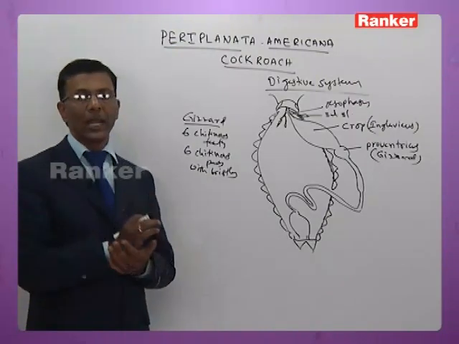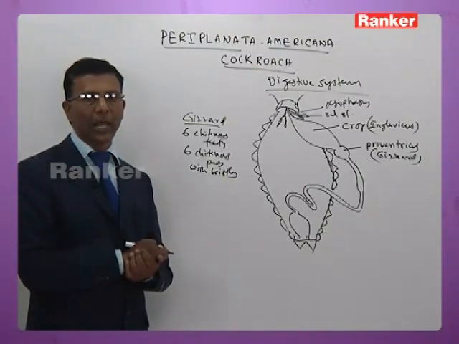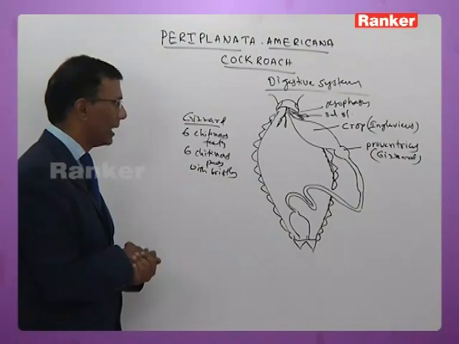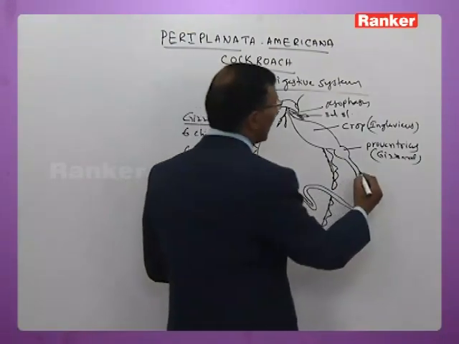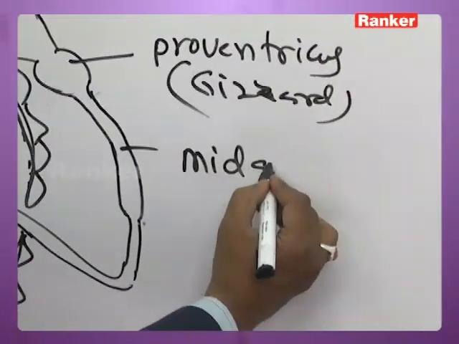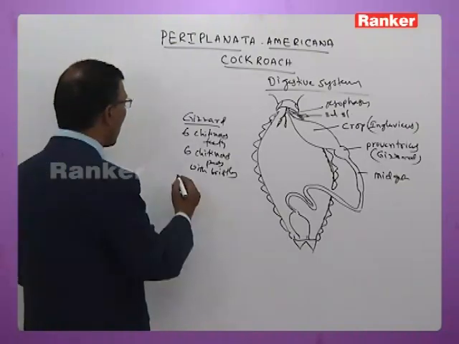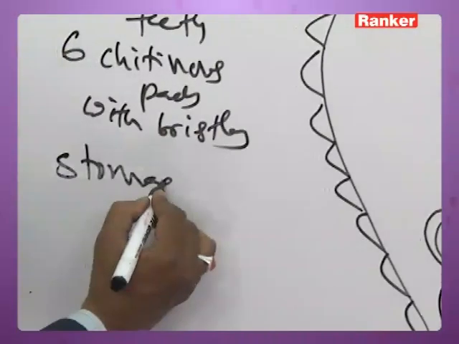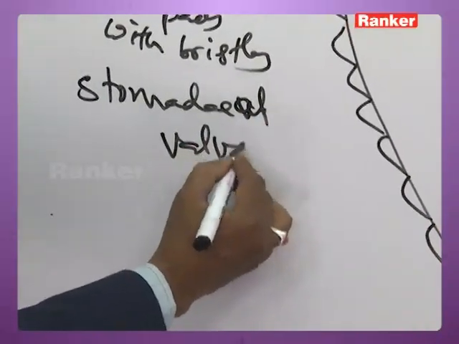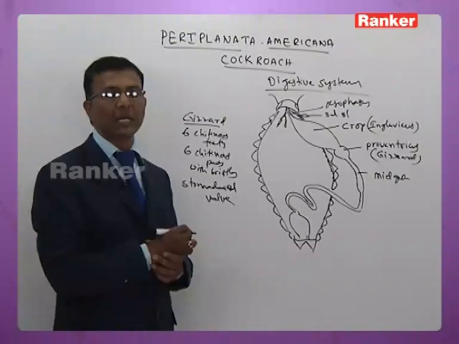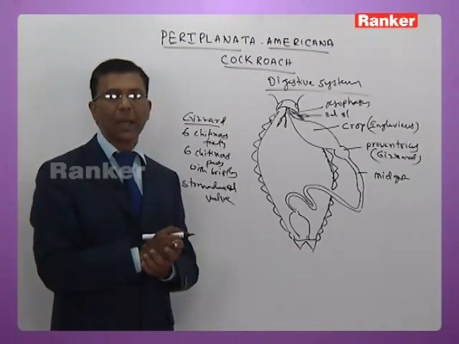So the gizzard, on the whole, acts as a grinding mill and helps in maceration of the food. The thoroughly ground food enters into the midgut, or mesenteron. The gizzard extends into the mesenteron in the form of a protuberance known as the stomodeal valve, which regulates the passage of food into the mesenteron.